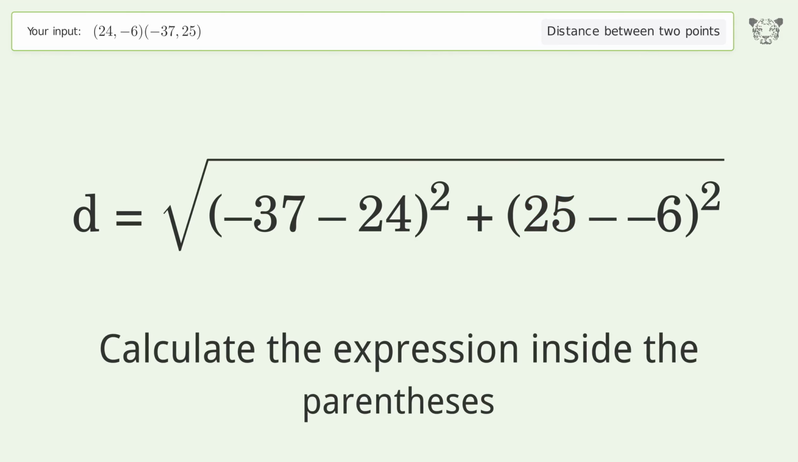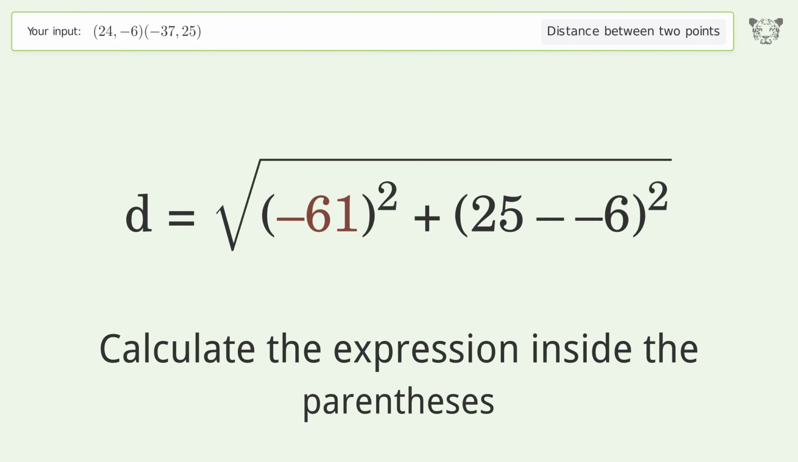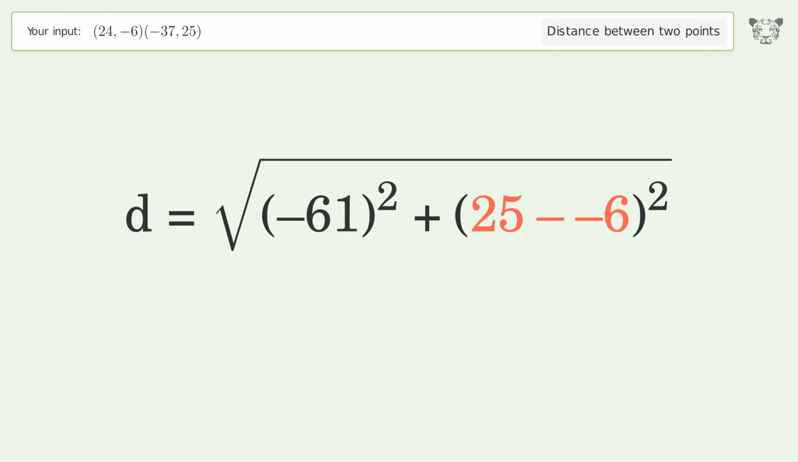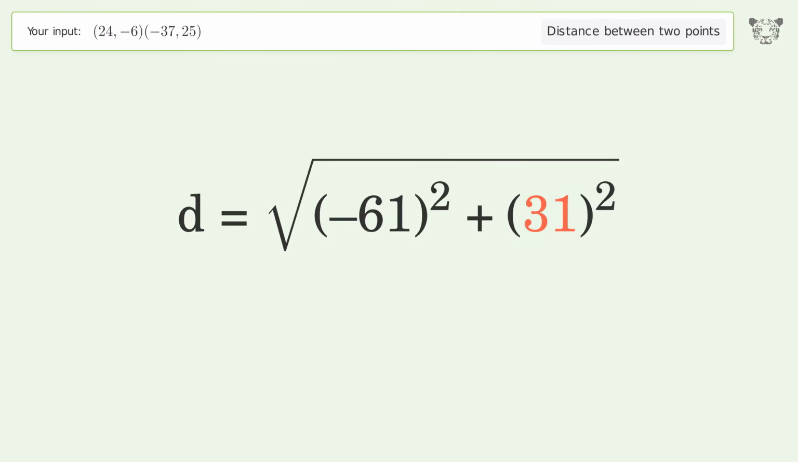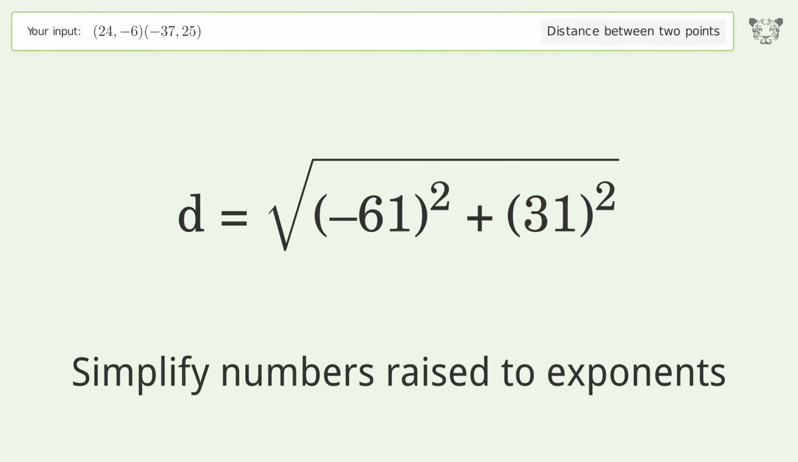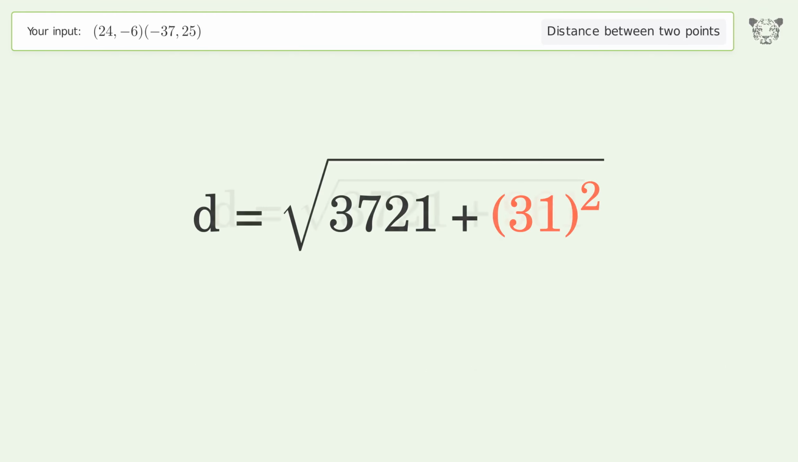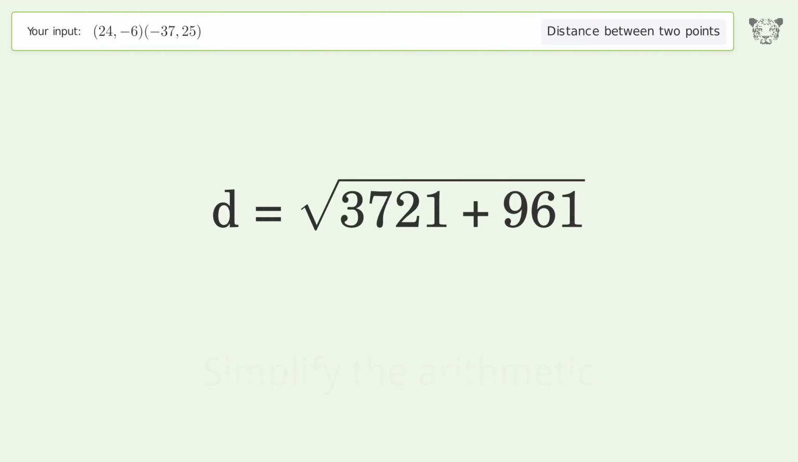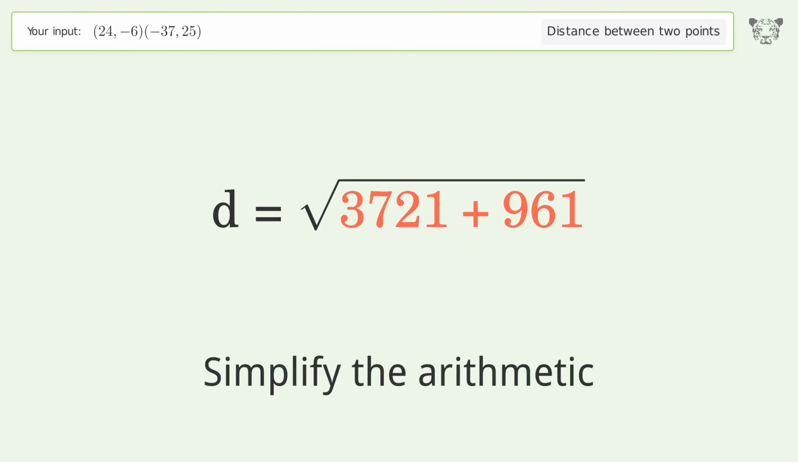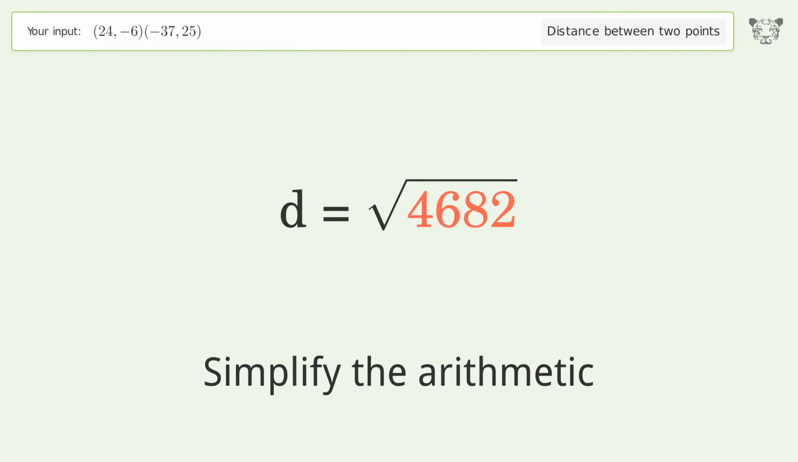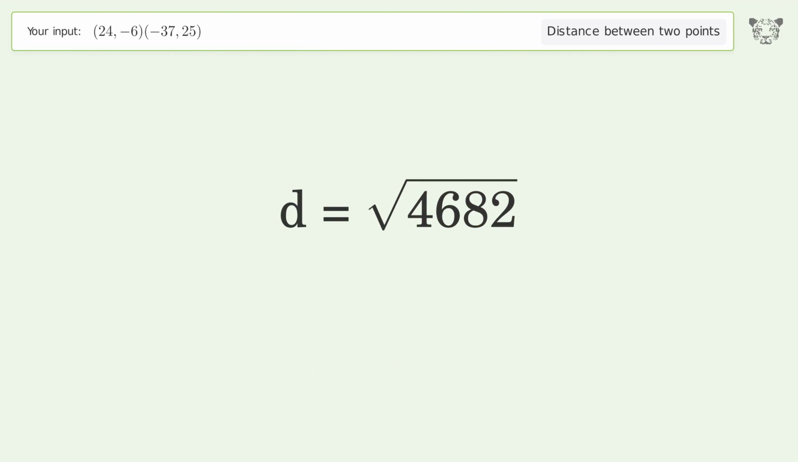Calculate the expression inside the parentheses. Simplify numbers raised to exponents. Simplify the arithmetic. And so the distance between the 2 points is the square root of 4,682 or 68.425.